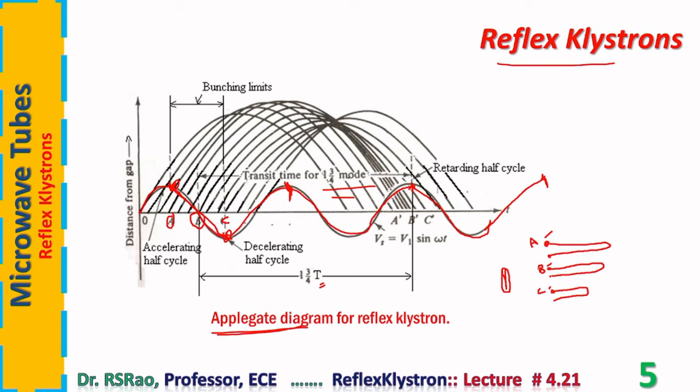Not only these three electrons, all electrons that cross between A and B or B and C, all these electrons have the possibility to reach the gap at one instant and participate in the bunching process. Other electrons, we can see, cannot be part of the bunch.